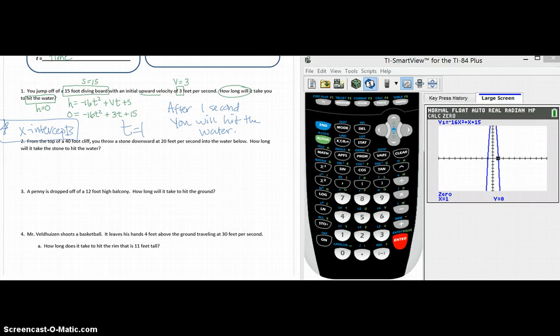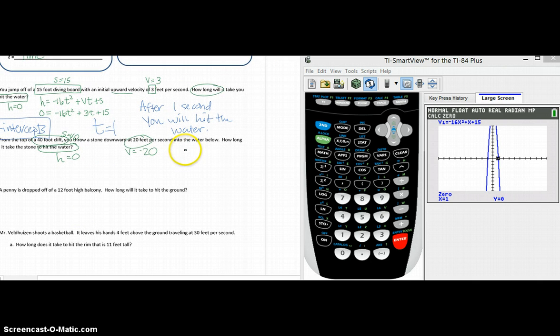Okay, so let's look at number 2. From the top of a 40-foot cliff, you throw a stone downward. So let's start circling some important stuff here. 40-foot cliff, that's your starting height. You throw a stone downward, that means your velocity is negative. And how long will it take to hit the water? Again, your ending height is 0.